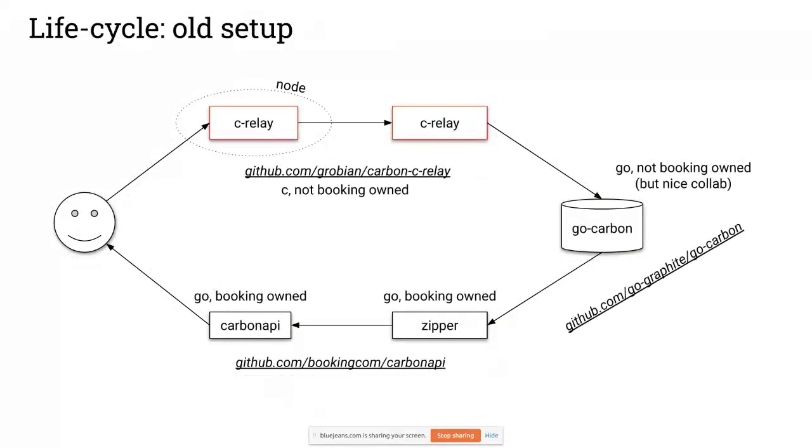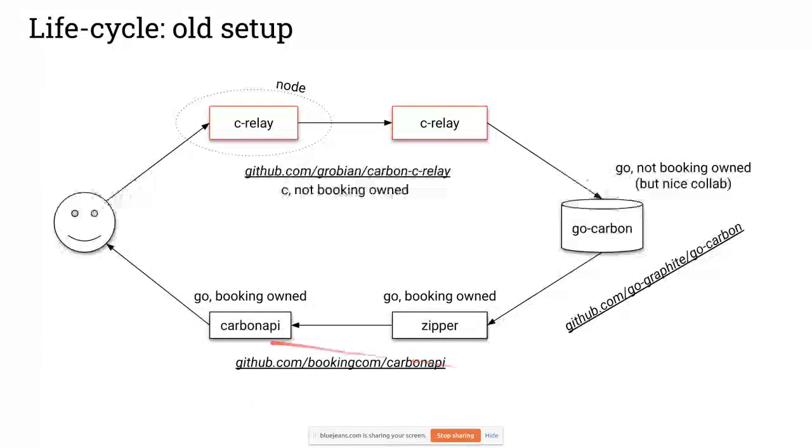So more specifically, here is our old setup, and we use CRelay. Here's the URL that ran on the node as first level local router running locally on the nodes. Then we used it as well as the second level router. We use GoCarbon for storage. And then to read the data, as the reader, we use Zipper. And for high-level operation, we use Carbon API. Both of these are parts of the same repository, same project, actually.